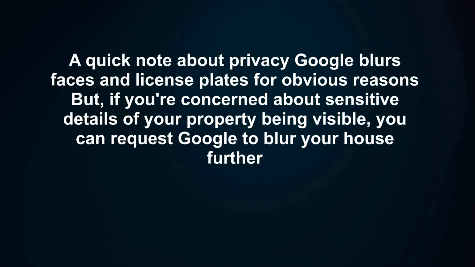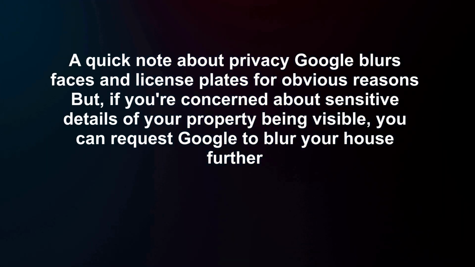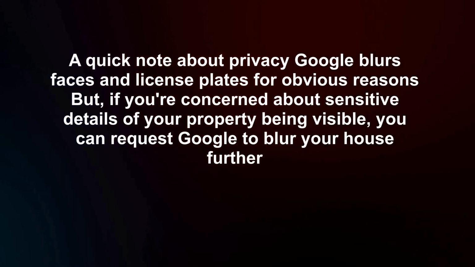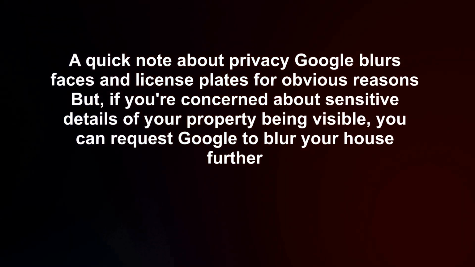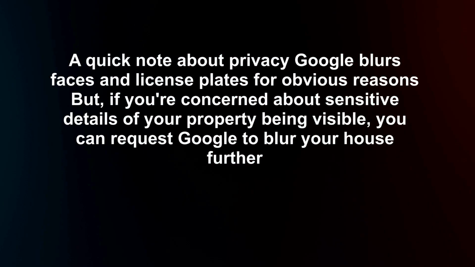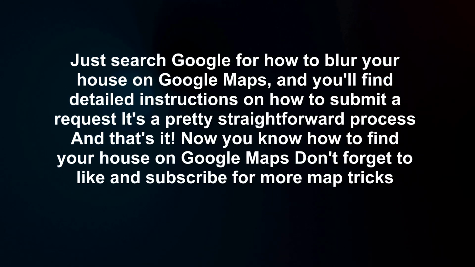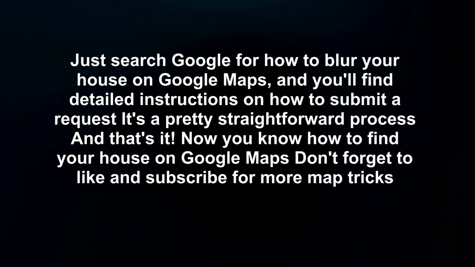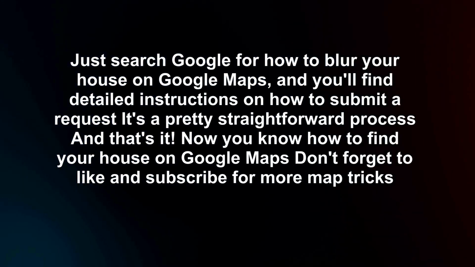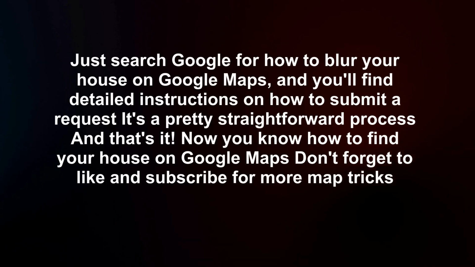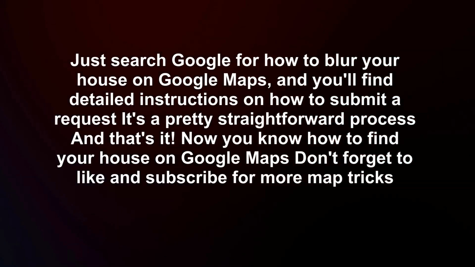A quick note about privacy: Google blurs faces and license plates for obvious reasons, but if you're concerned about sensitive details of your property being visible, you can request Google to blur your house further. Just search Google for how to blur your house on Google Maps, and you'll find detailed instructions on how to submit a request. It's a pretty straightforward process, and that's it.